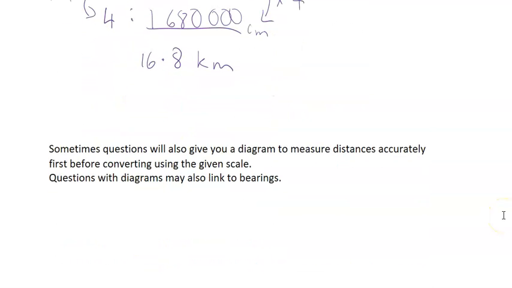Okay, so one final thought. Sometimes questions will also give you a diagram to measure distances accurately with a ruler, for example, before converting using the given scale. Questions with diagrams, of course, may also link to bearing. So you might not only have to know what bearing one town, let's say, for example, is from another, but also then you measure the distance between them. So this is how they relate. Give it a go. Good luck.